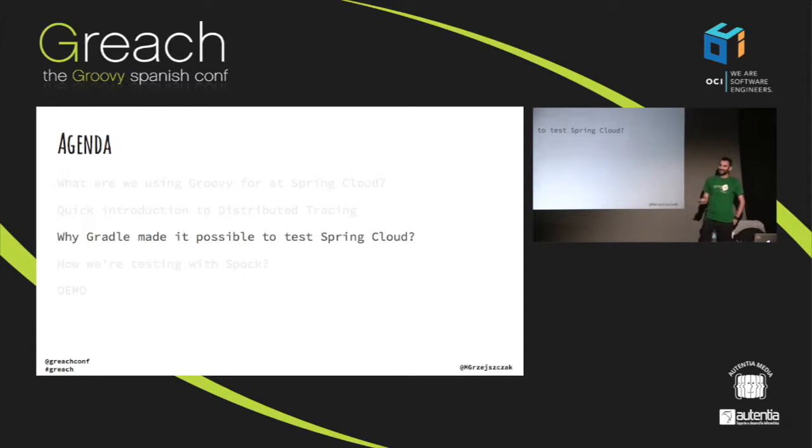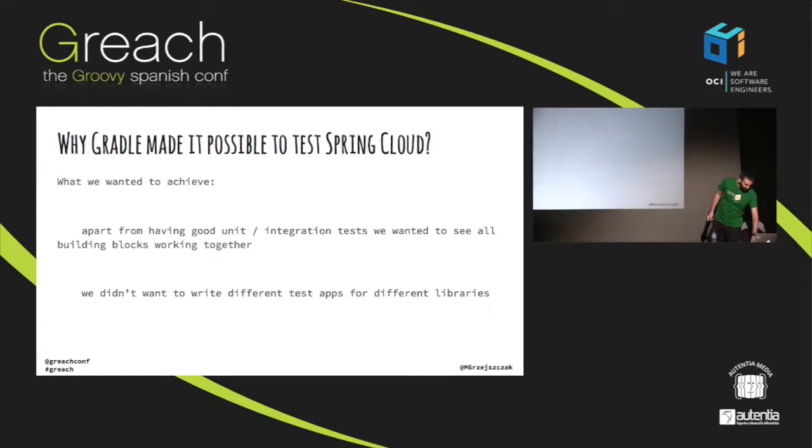Okay, so this was a short introduction to distributed tracing, and why did we choose Gradle to test Spring Cloud stuff? So what was the most important for us is, apart from having good unit and integration tests, we wanted to see all the building blocks working together, right? In Spring Cloud, we have so many integrations that I wanted to have certainty, or a bigger probability, that everything is working together. I wanted to click around, see that, and let's say test that in an automated fashion as well. And this is crucial. I didn't want to write different test apps for different libraries, because we already have a lot of test apps in Spring Cloud, but I wanted to have one test application with which I could test all of the things that we have, even though some are exclusive, because I don't want to deploy two different servers used for service discovery, because it's stupid. I want to have only one.